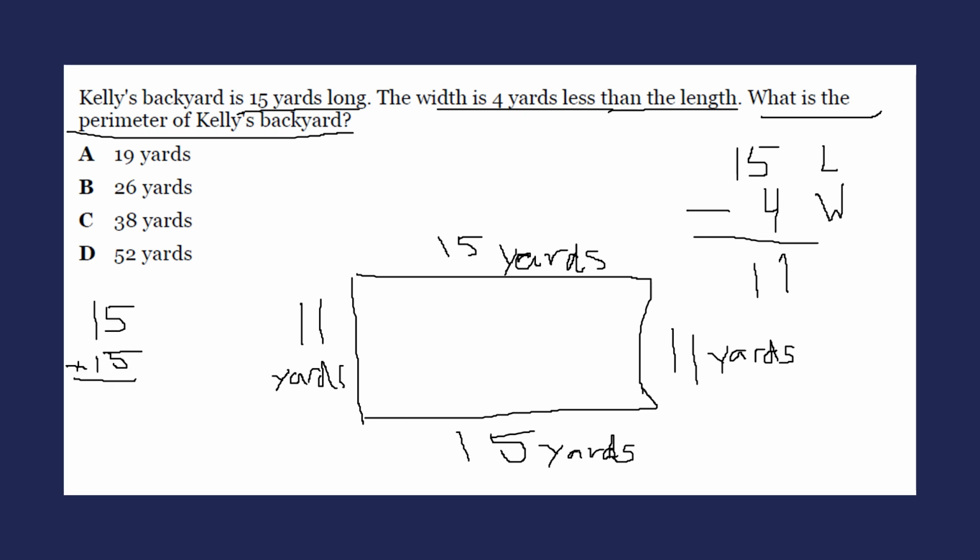15 plus 15. 5 plus 5 is 10. 1 plus 1 is 2, plus 1 is 3. 15 plus 15 is 30. Now I still need to add 11 plus 11. 1 plus 1 is 2. 1 plus 1 is 2. Now that I've added both of those, I can now add 30 plus 22 to determine the perimeter.